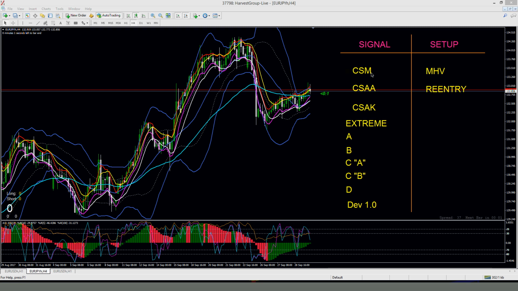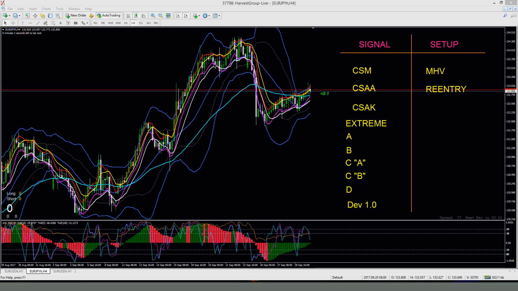What you need to understand with candlestick momentum is that every first candlestick momentum will give you one re-entry. Okay, so the first candlestick momentum will allow you to have one re-entry. And the second one is candlestick arah awal, which is the early direction.